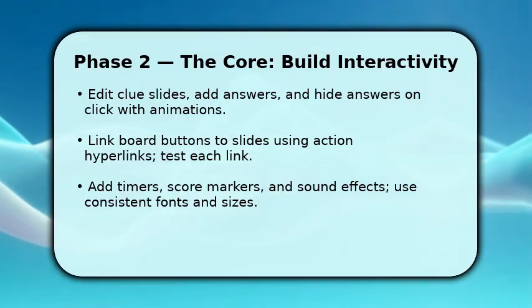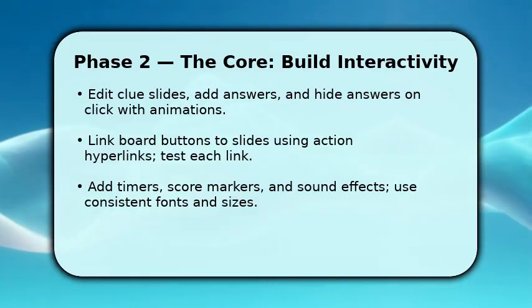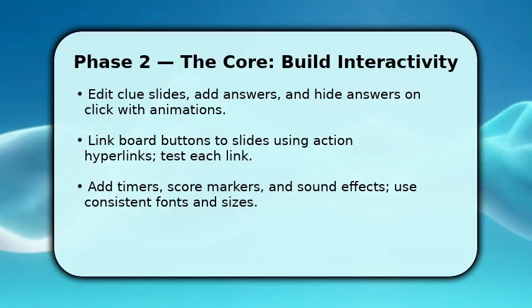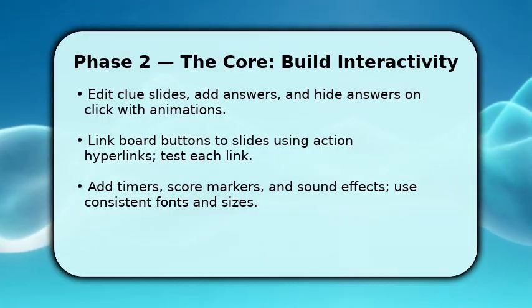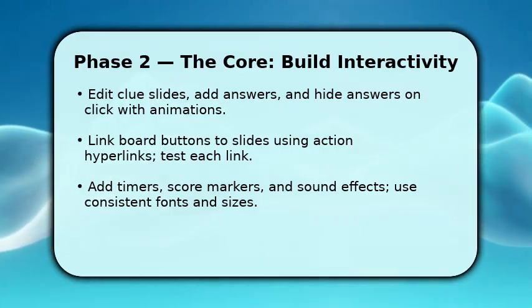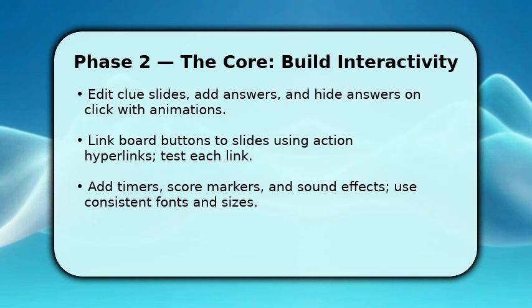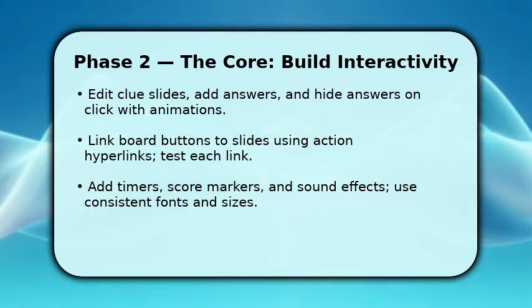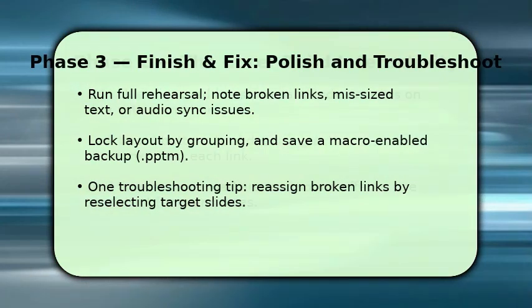Add a 30-second timer and visible score markers. Choose fonts and sizes that remain legible from a distance. Once done, run the slideshow and navigate as a player would to validate pacing and clarity. You finish by rehearsing the whole game start to finish, noting anything that breaks rhythm.